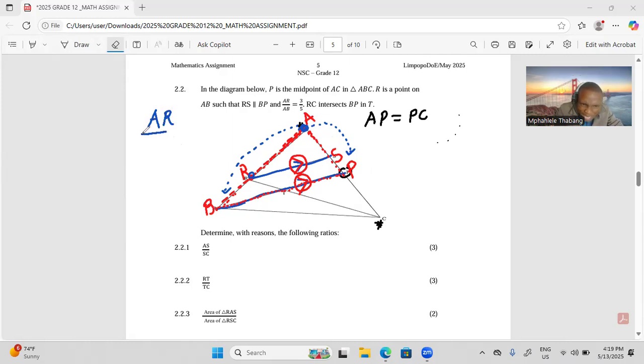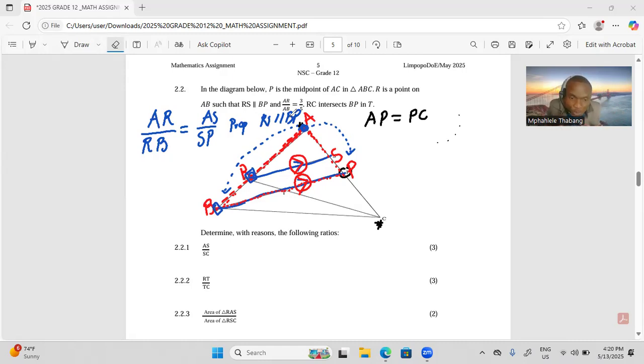You can even say AR over RB, the distance from R to B. So you can say AR over RB equals AS over SP. This is applicable. This is the prop theorem actually. This is applicable because the line RS is parallel to the side BP. So when you see parallel lines and you see a triangle there, think of the prop theorem.